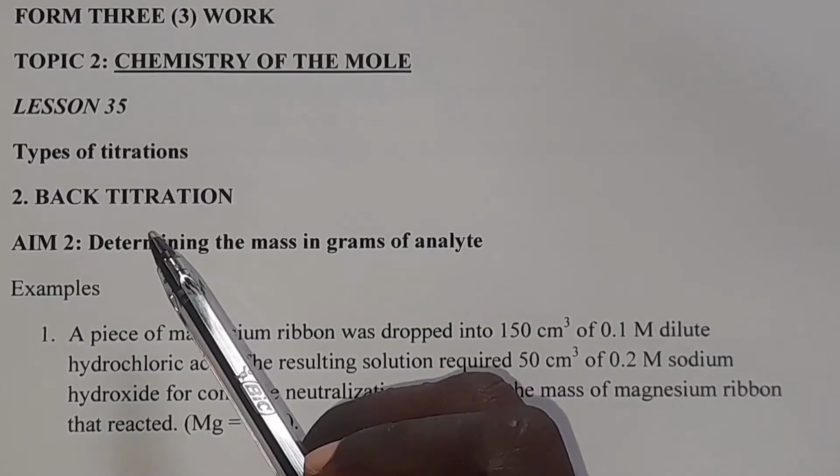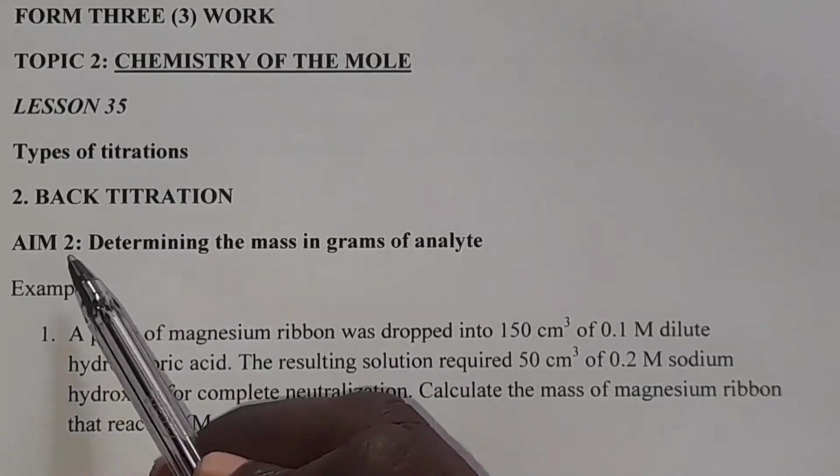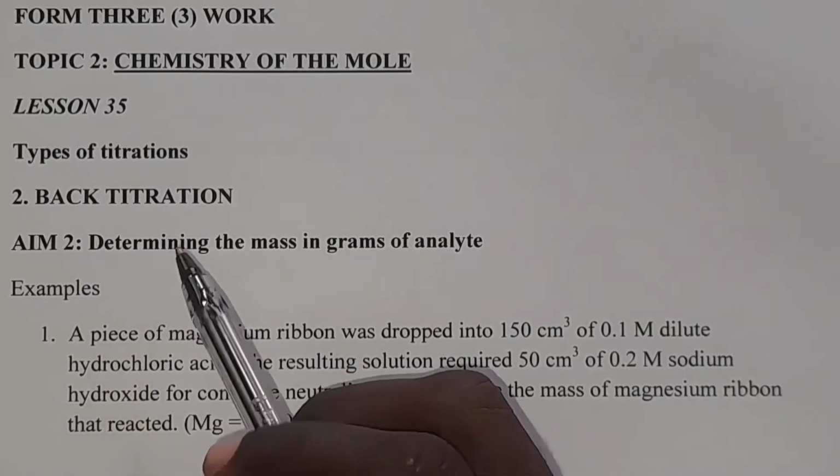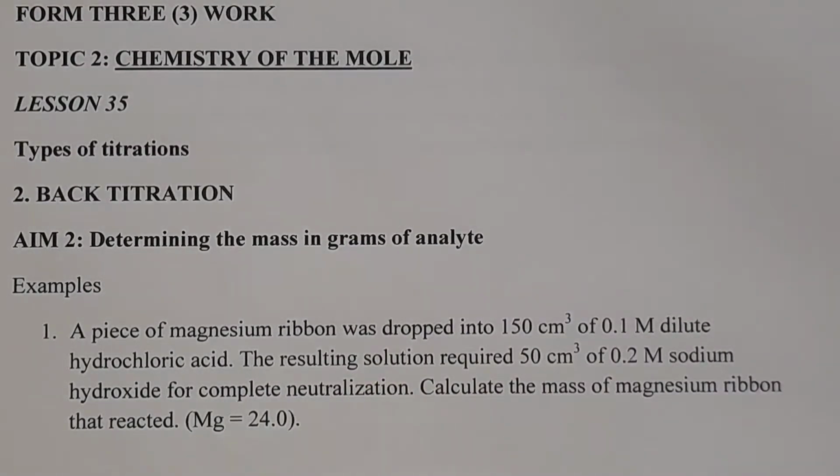Previously, in Form 3, Lesson 34, we were dealing with the first aim of back titration, which was determining the molar mass of the analyte. So today, Lesson 35, we are going to do aim number 2 of back titration, which is determining the mass in grams of the analyte.